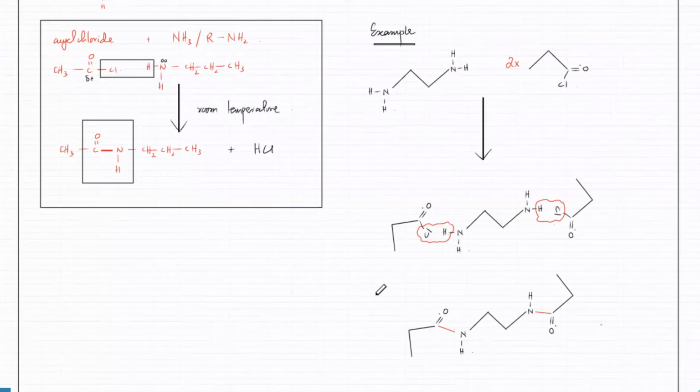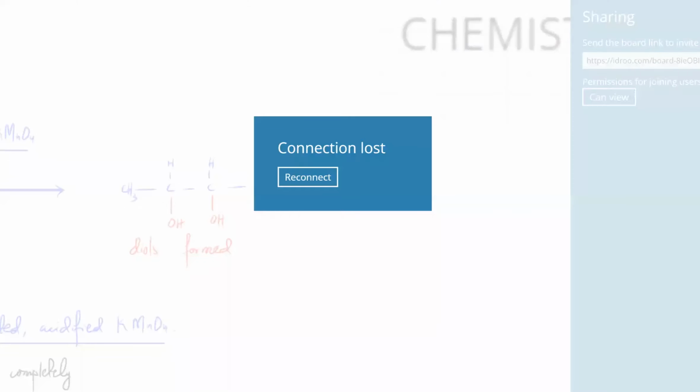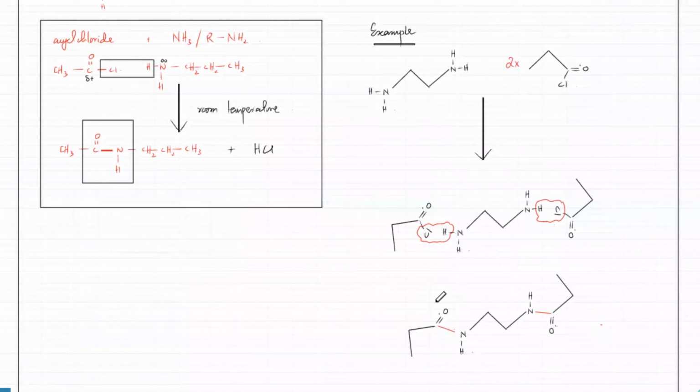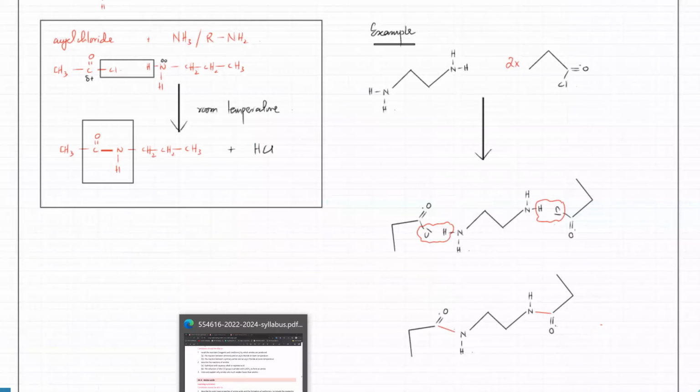Okay, so that's all about amides. And let me just make sure if the other board, no, that's still not working. Anyways, that's one.